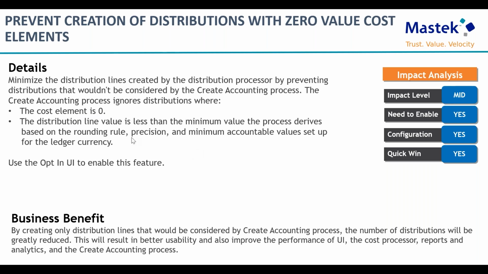But this feature will work only when certain elements have a non-zero value and certain elements have a zero value. If all the elements have zero value, this feature will not be considered, which means all the elements having zero value will generate a cost accounting distribution. But when you have a mix of cost elements with zero and non-zero values, all the lines related to cost elements with zero value will not be generated. This will greatly reduce the number of distribution lines generated, and hence the processing of your cost processor will also improve.